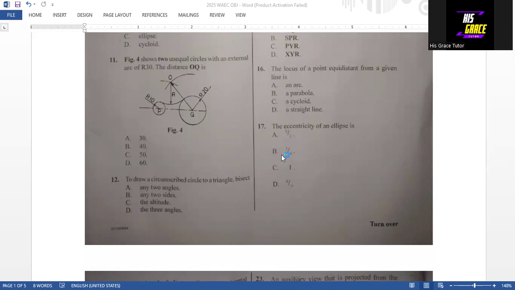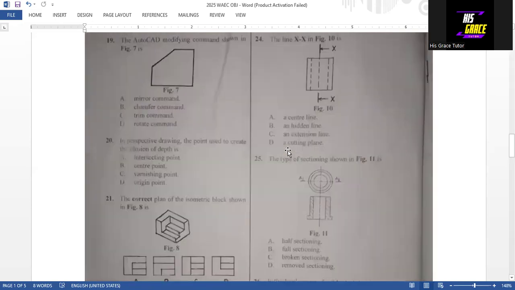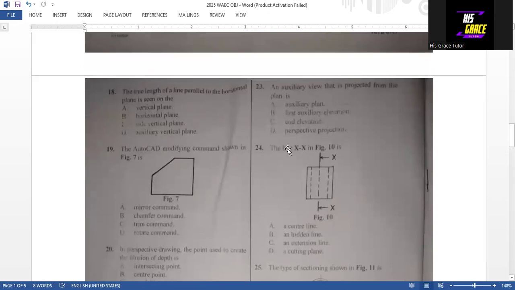That is option B, the answer to question 17. Then when we move to question 18, we have that the true length of a line parallel to the horizontal plane is seen on the horizontal plane. So we have it on the horizontal plane. So option B is the answer to question 18.